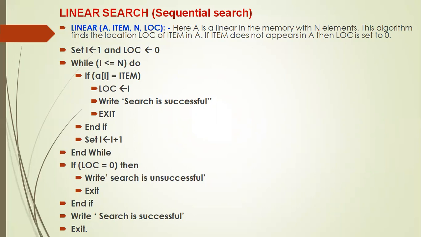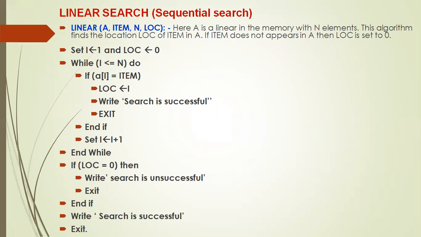I becomes now 4. 4 less than or equal to 5. That is also true. A4, what is there? 40 is there. Is it equal to 26? No. So LOC is not changed. LOC still continues to be 0 only. Set I equal to I plus 1. I becomes now 5. Go backward.